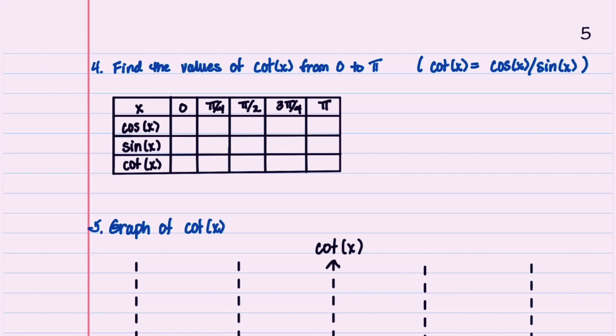When x is equal to 0, cosine is equal to 1, and then root 2 over 2, and then 0, and then minus root 2 over 2, and then minus 1. Sine x at 0 is going to equal 0, and then root 2 over 2, and then 1, root 2 over 2, and then back down to 0. To find cotangent x, we'll take cosine divided by sine, so our first point is going to be undefined, and then we'll have a 1, a 0, a minus 1, and then another undefined value.